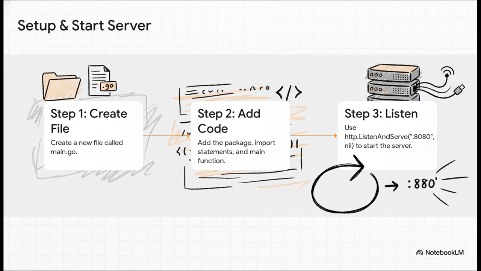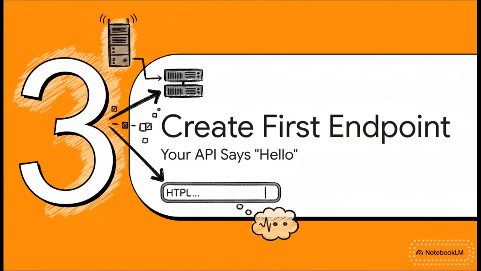But the real magic, the line that does all the heavy lifting, is this one right here, http.ListenAndServe. This single line tells Go, hey, I want you to start up a web server and just listen for anyone trying to talk to us on port 8080. You can think of a port like a specific door on your computer that we're opening up just for our application. So our server is now listening, but it doesn't know what to do if someone actually shows up at the door. So we need to teach it how to respond.